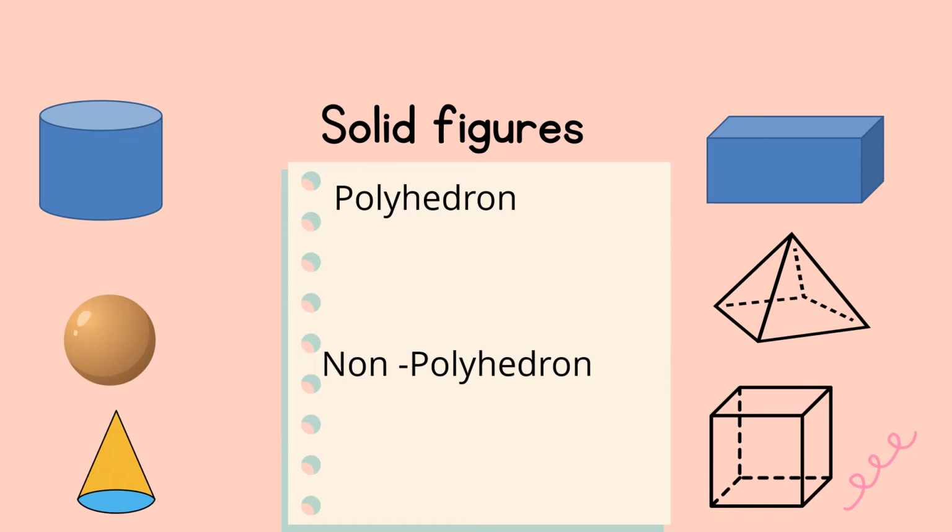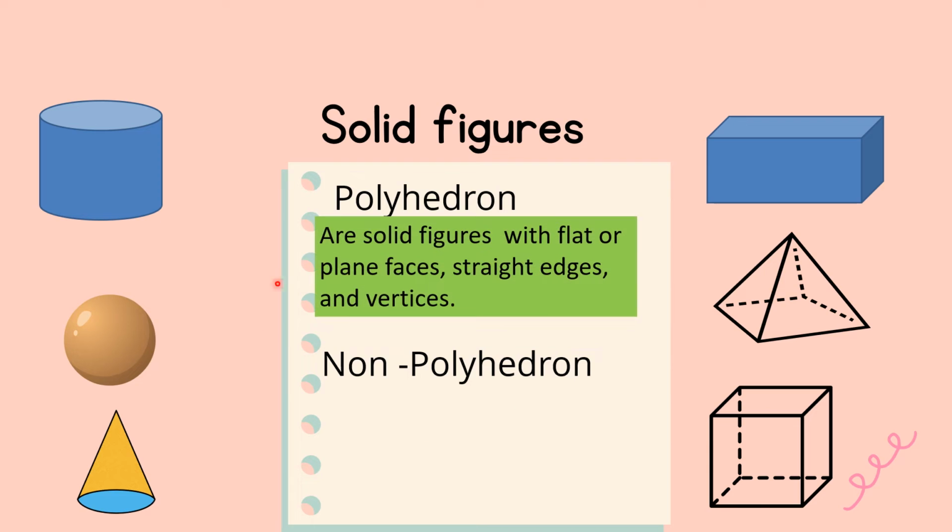Solid figures are also classified as polyhedron and non-polyhedron. I'm going to show you the meaning of polyhedron and non-polyhedron, and I have two sets of solid figures here on the left and on the right. After I give the meaning, I want you to identify which are polyhedrons and which are non-polyhedrons. Polyhedrons are solid figures with flat or plane faces, straight edges, and vertices.